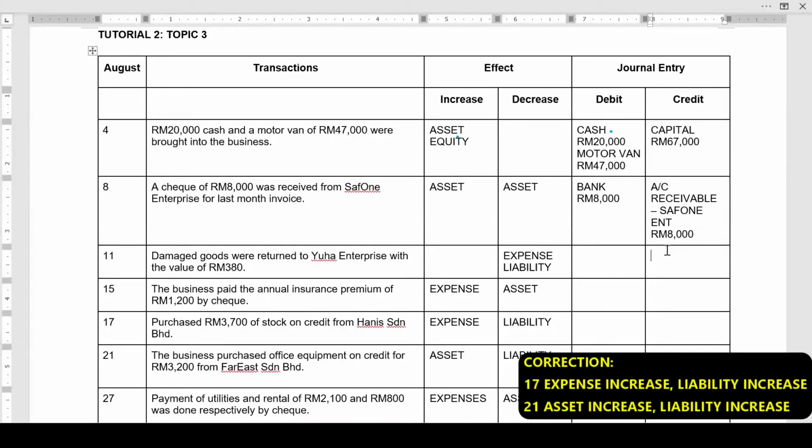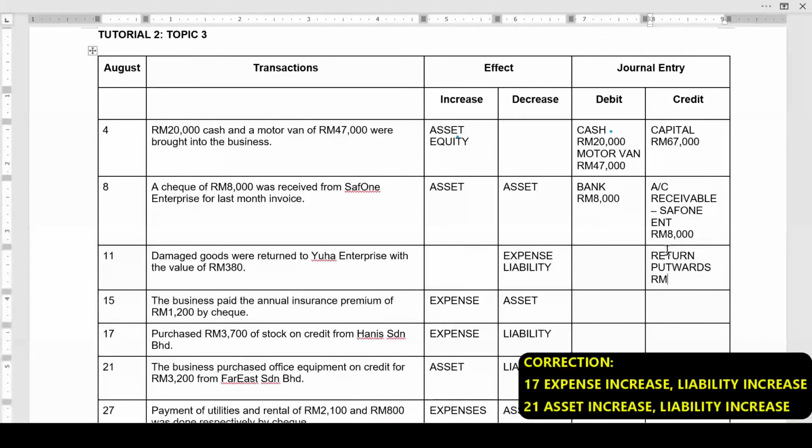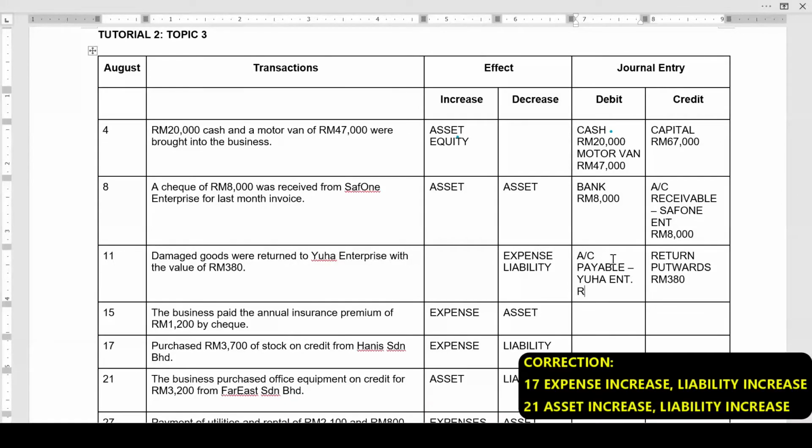Which expense account to be credited? We do not credit the purchase account, but we are going to create an account called return outwards. Return outwards or purchase return, it will be the same. And then we are going to reduce account payable of Yuha Enterprise, because we have returned the goods to Yuha, so we don't have to pay this RM 380.